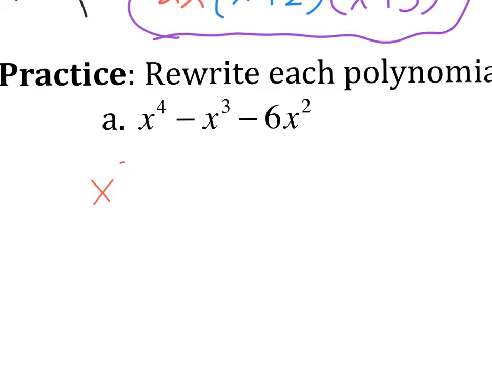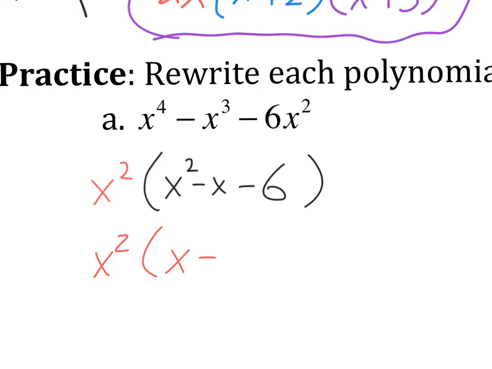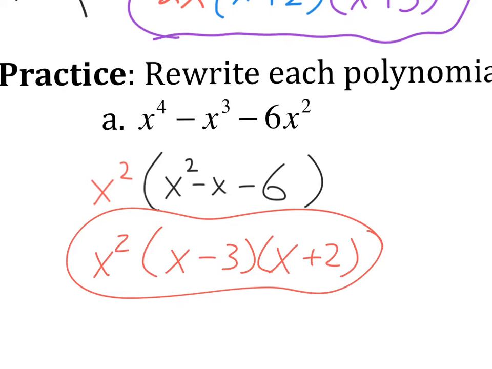Pull out the x squared and then factor out of each term there. And we get x squared minus x minus 6. Now when you finish this up, you get x minus 3, x plus 2. And there we go.